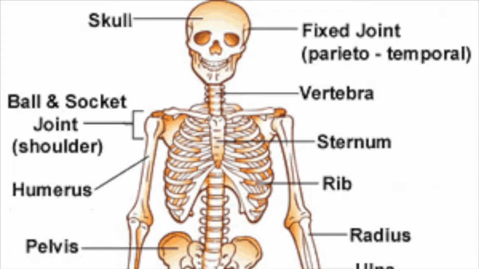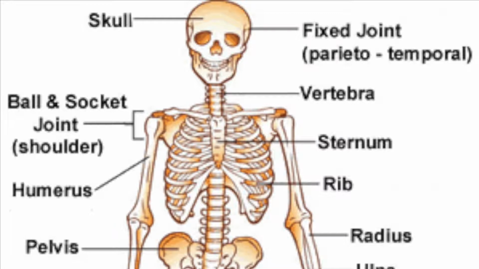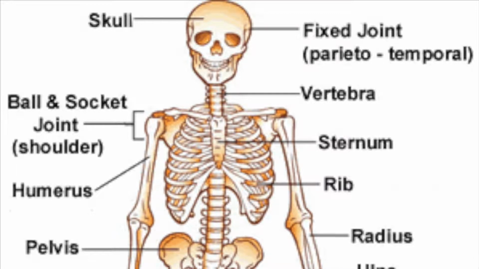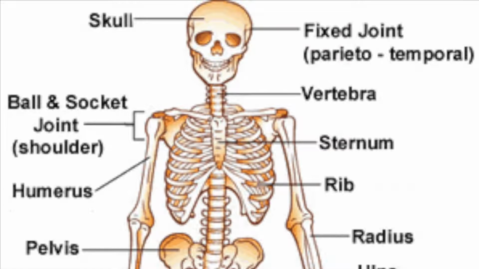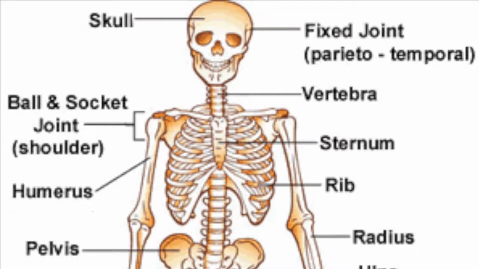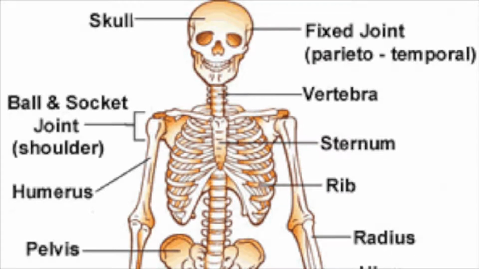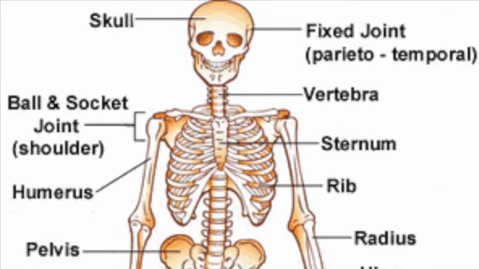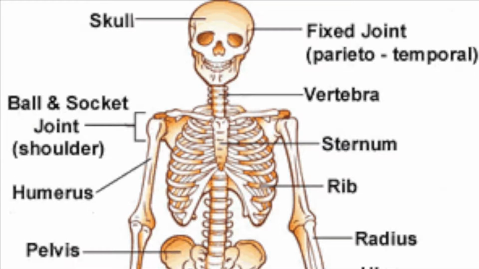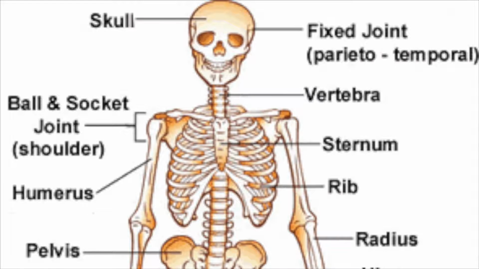Some facts about the skeletal system. It is comprised of 206 bones, bones, ligaments, tendons, and cartilage. Its purpose is for the protection and support of the body. Cartilage. It's a connective tissue.